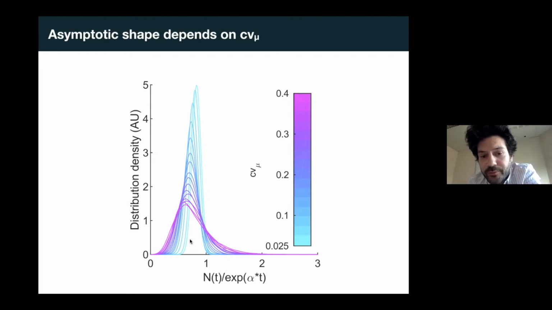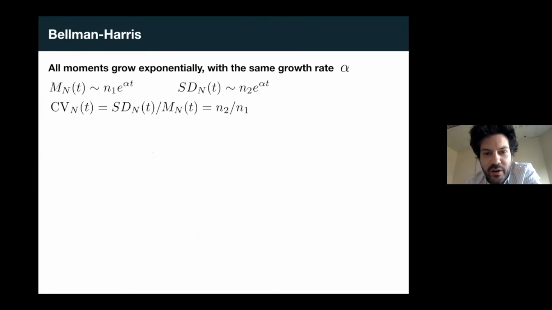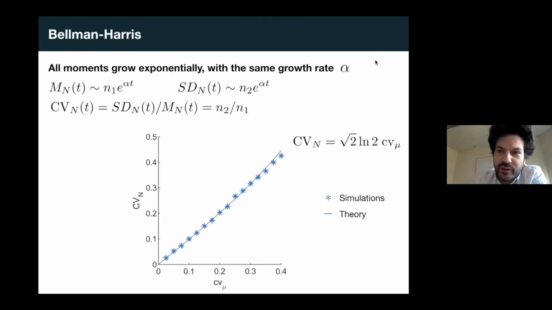So that's very nice for us, because we thought that it would enable us to link the macroscopic variability to the microscopic one. Okay, so that's the result. If we have this simple Bellman and Harris model, the macroscopic coefficient of variation is linearly related to the microscopic one. That's very nice, because it means we can also do inference, right? If we know that the population size has a coefficient of variation of 0.2, then it means that the CV mu is 0.2. So we're very happy.